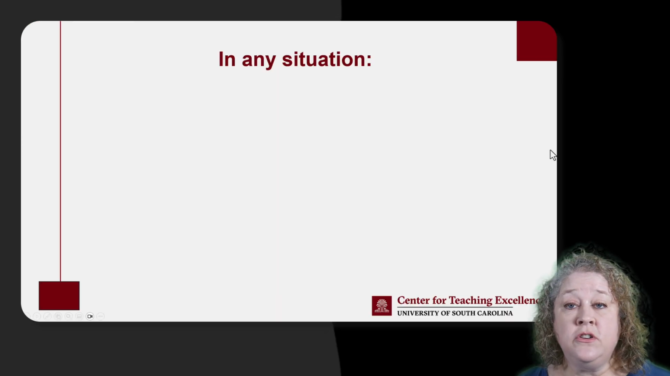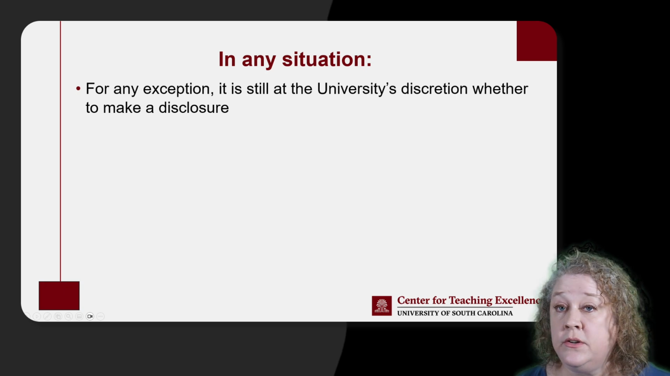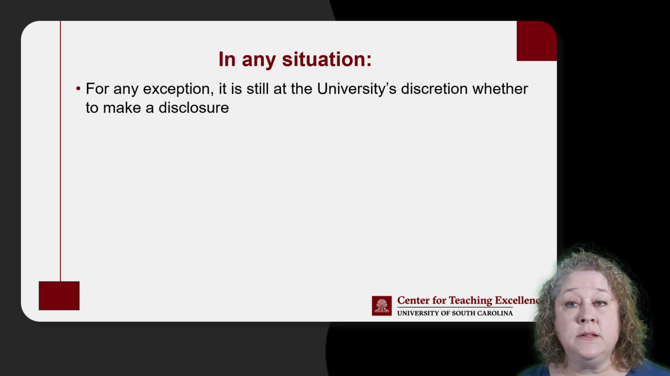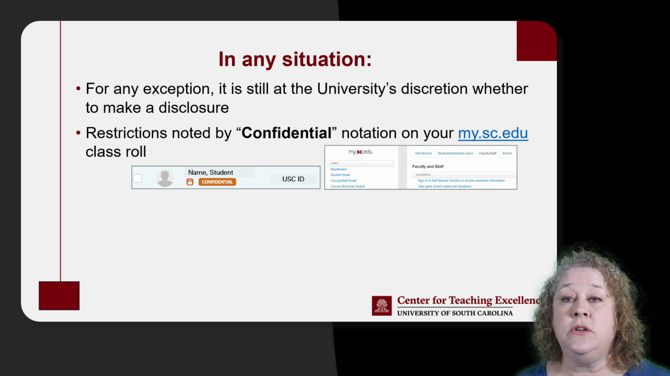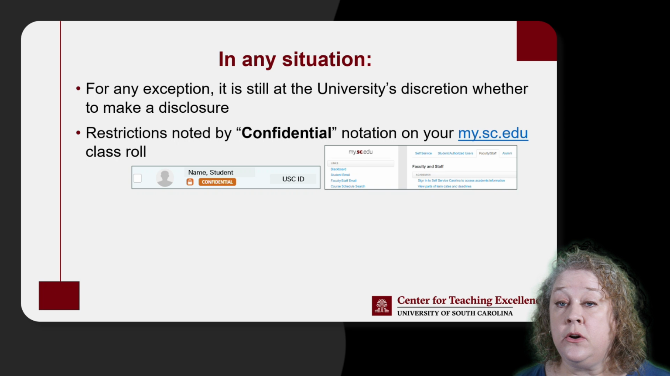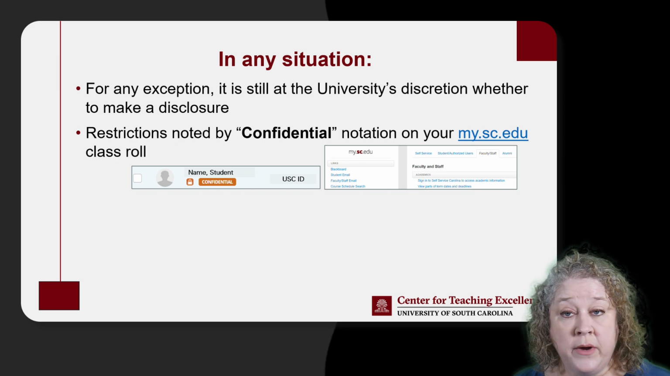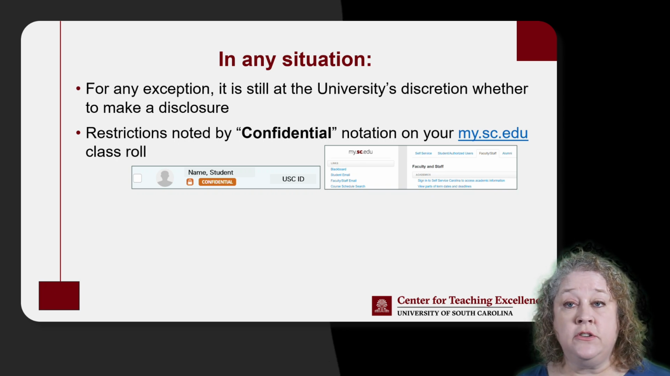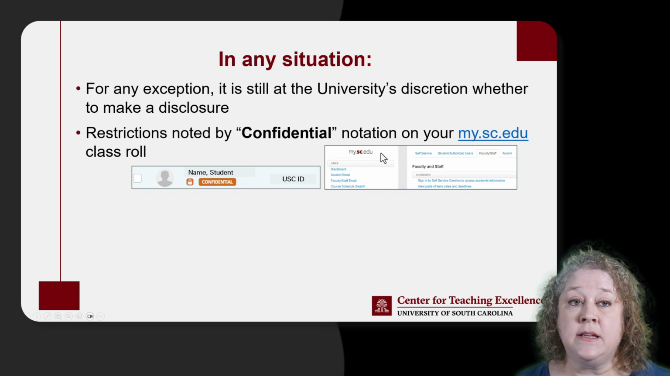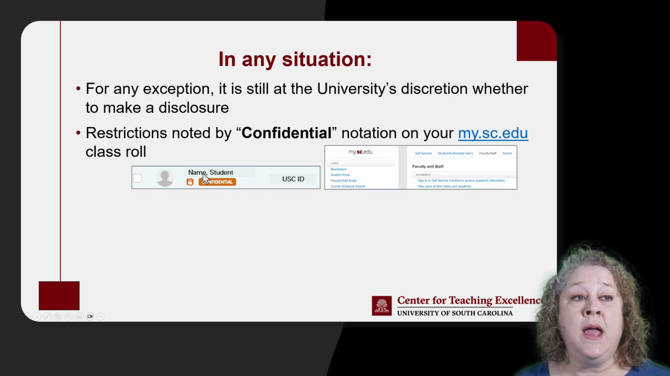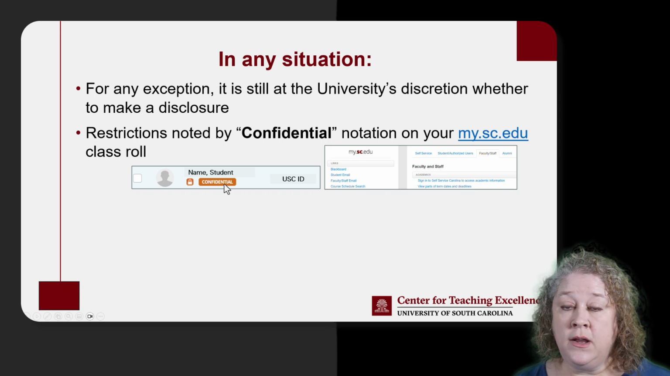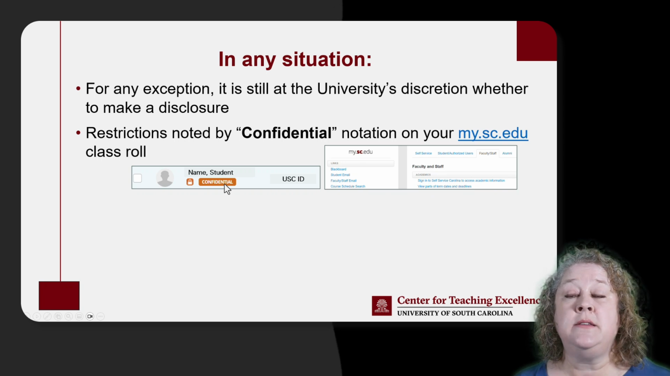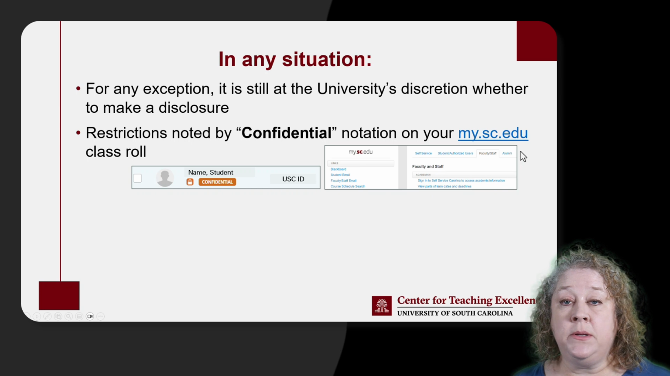In any situation, however, it is still at the university's discretion whether or not to make a disclosure. And there are restrictions noted in the class roll. So if a student has said that all of their information, including directory information, must be kept confidential, you will see that in your class roll. And those rolls you can access through my.sc.edu. And when you pull up the roll, the student's name will be there. It will say confidential. And that refers to the FERPA request that all information is kept confidential.